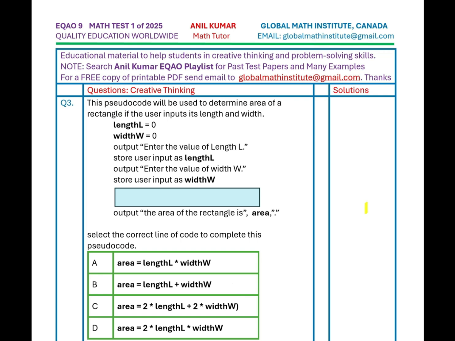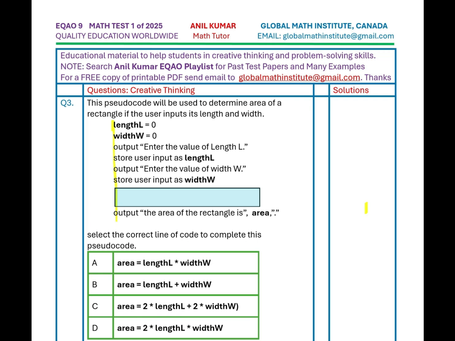Now, here the question is, this pseudocode will be used to determine area of a rectangle if the user inputs its length and width. You know the formula for area is length times width, right? Now, EQA sheet also gives you a formula. So, if there is a difficult formula which you don't remember, refer to this sheet. Okay, great. So, here the code starts.